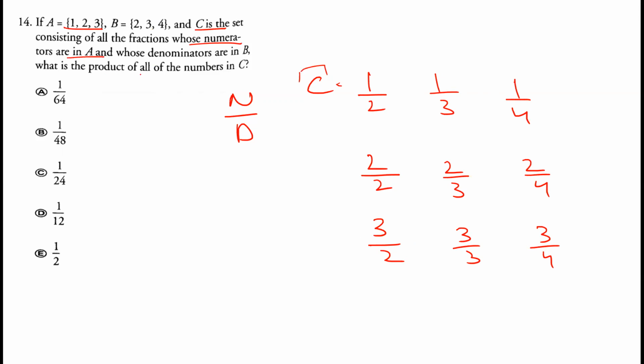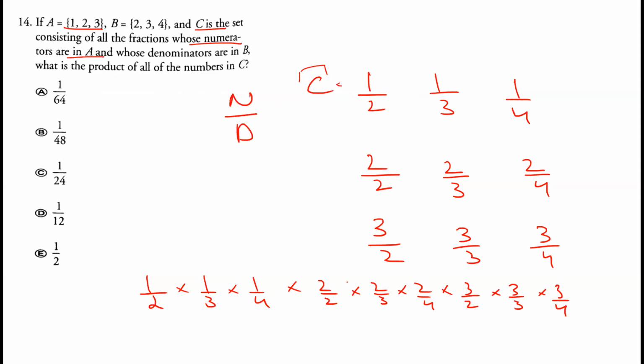Now, what is the product of all the numbers? If you just multiply all of them, 1 by 2 multiplied by 1 by 3 multiplied by 1 by 4 into 2 by 2 multiplied by 2 by 3 multiplied by 2 by 4 into 3 by 2 into 3 by 3 into 3 by 4. We know that this equals 1 and this also equals 1.